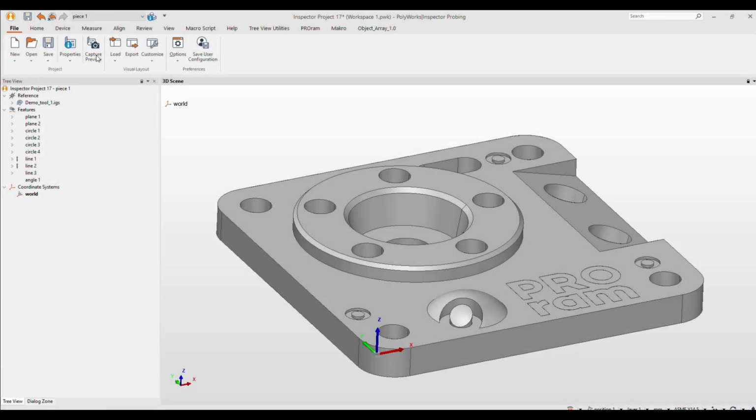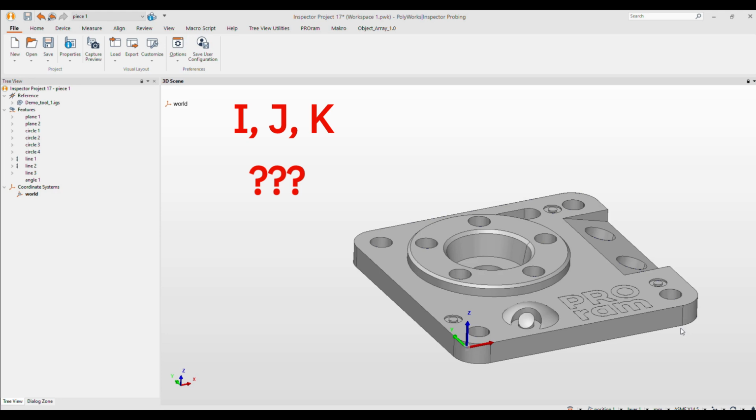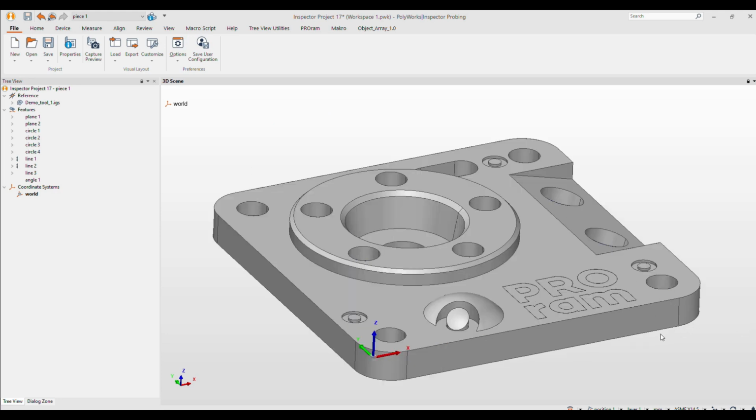In coordinate metrology, you'll often see references to I, J, and K. But what do these vectors actually represent, and why are they so important when working with planes and lines? Let's start with planes.